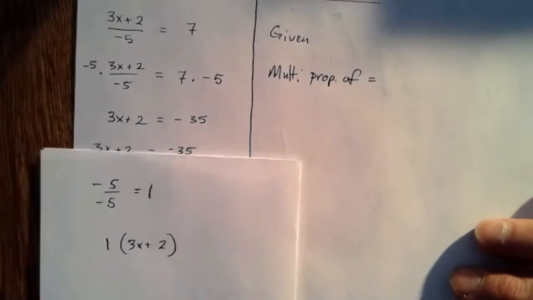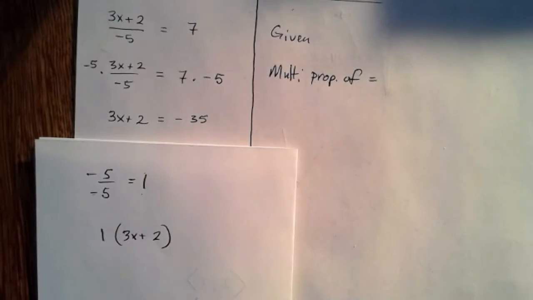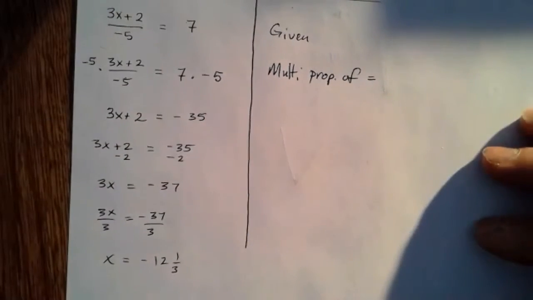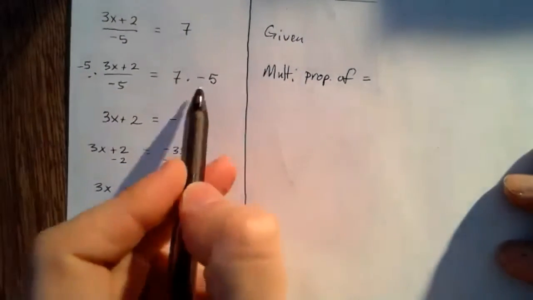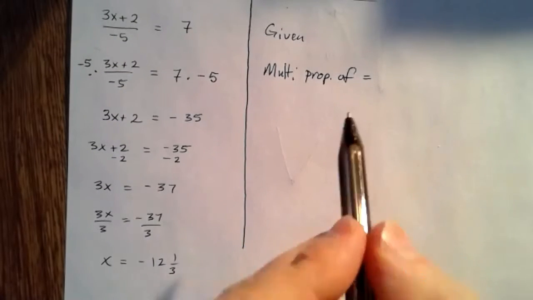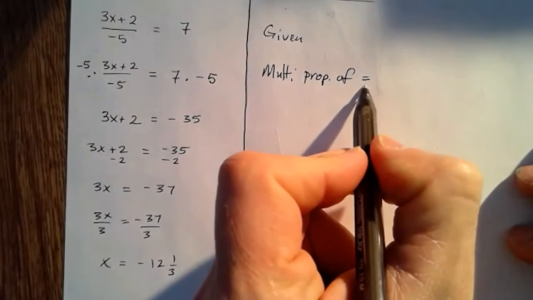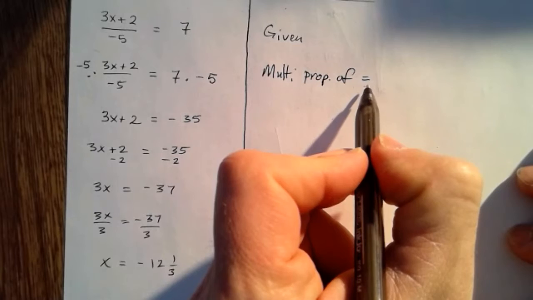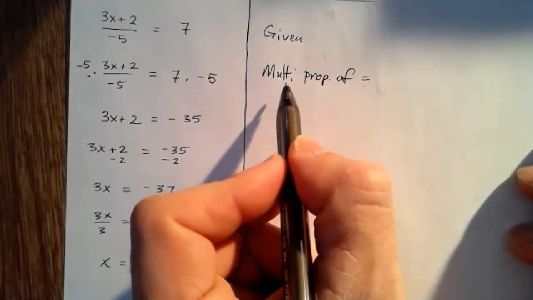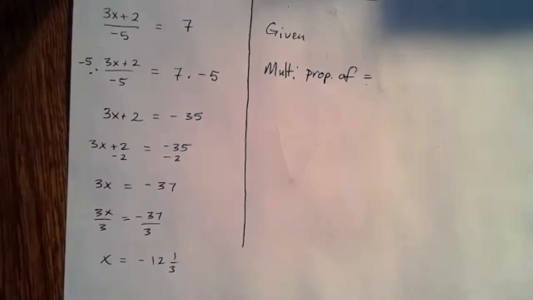Okay, so that's a really good way of just taking care of a fraction. So what? Yeah, we multiply by -5, but we have to do it to both sides. That's why it's a property of equality. It's because we did something on both sides, and its multiplication happens to be what we did on both sides.